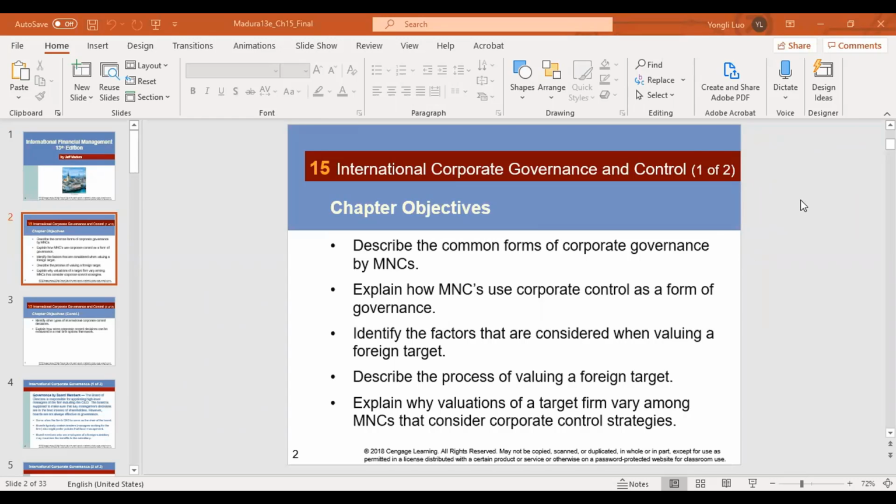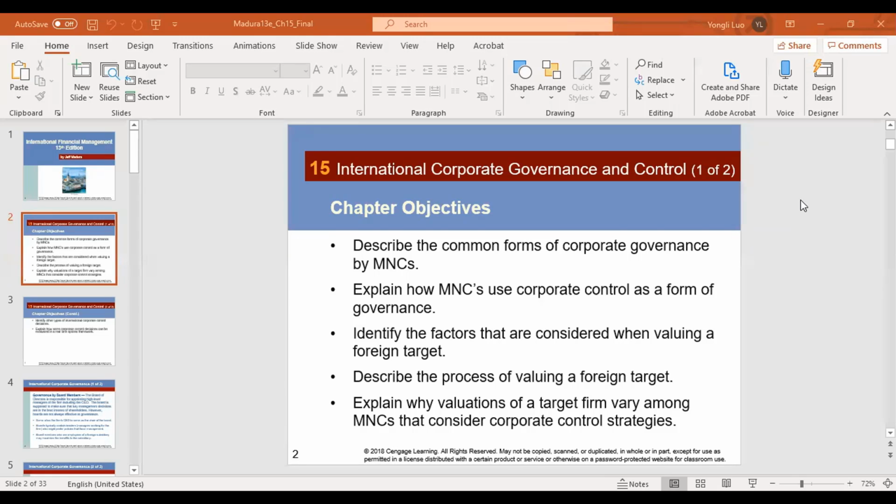Hello everyone, today we are going to learn Chapter 15, International Corporate Governance and Control. The learning objectives include: 1. Describe the common forms of corporate governance by MNCs. 2. Explain how MNCs use corporate control as a form of governance.